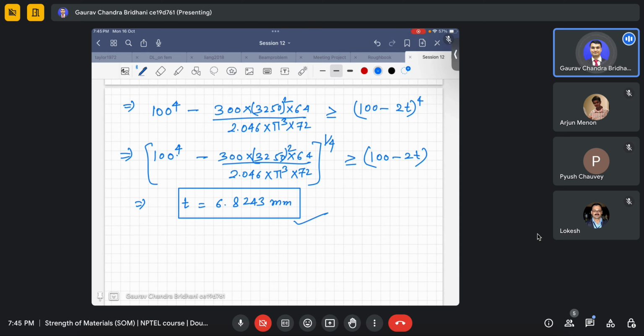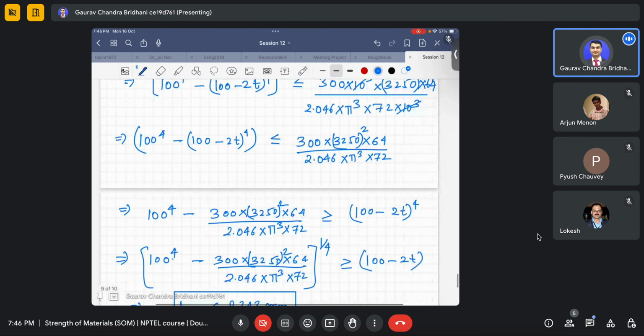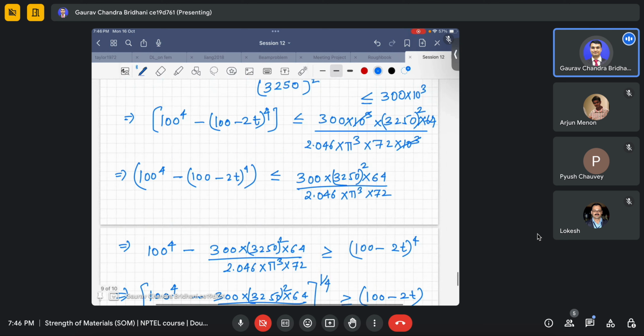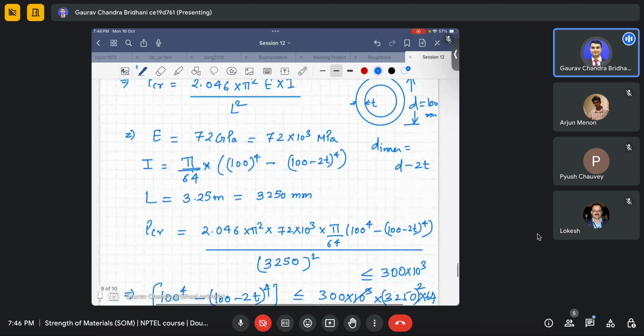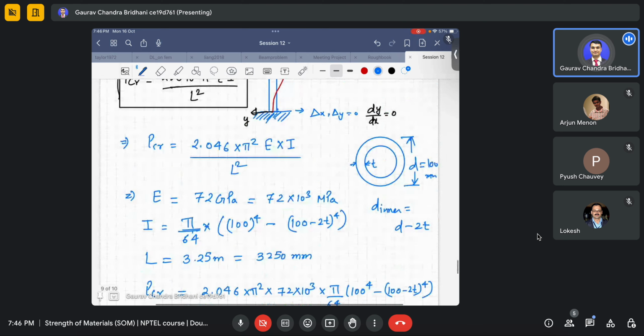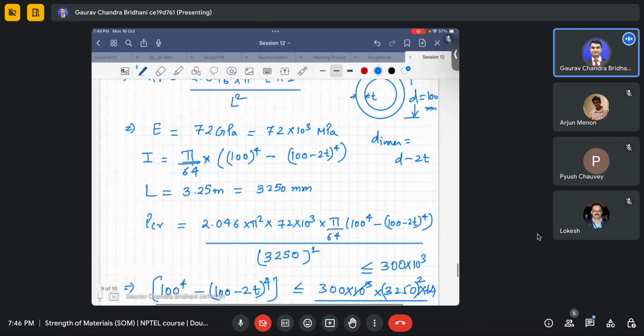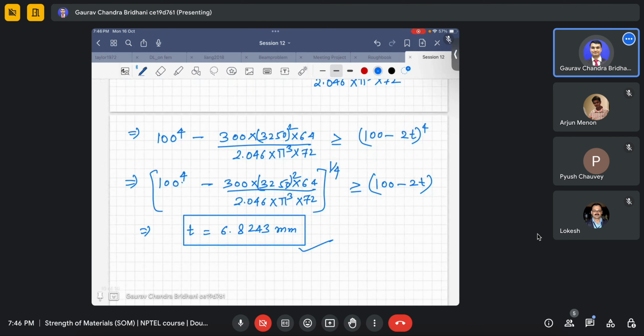Earlier it was coming very low, so that's not possible. Because we are dealing in mm, the thickness should come to nearly 5 mm or 6 mm. So that was my concern. Now it is coming correctly, 6 mm. So we found the 6 mm.